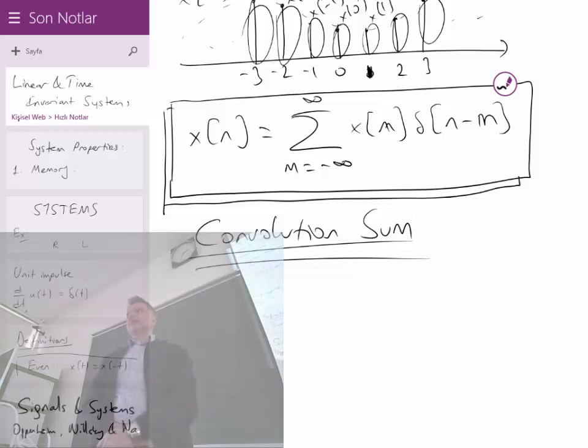It is the convolution sum. The term convolution will be used all through this semester from here on.